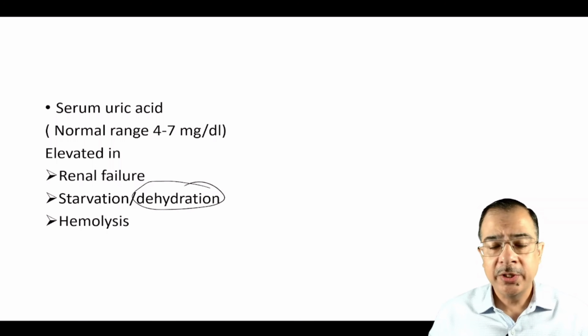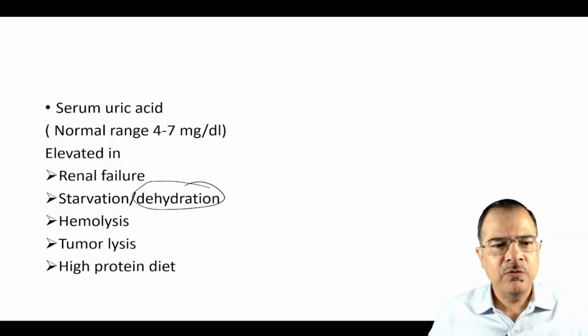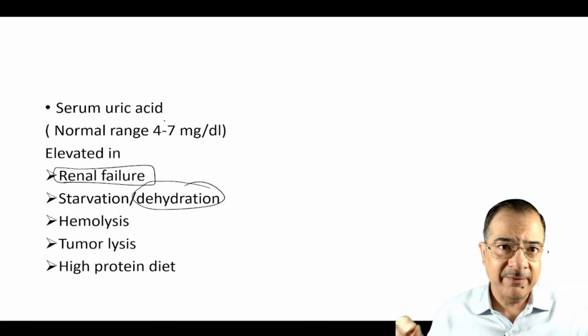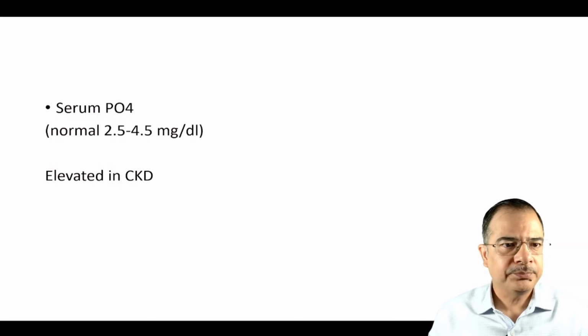Now, with hemolysis, uric acid can be increased due to increased cell turnover. Tumor lysis syndrome, again because of increased cell turnover. High protein diet does lead to high uric acid level. So besides intrinsic renal failure, there can be other causes of high uric acid level. So history is very important.